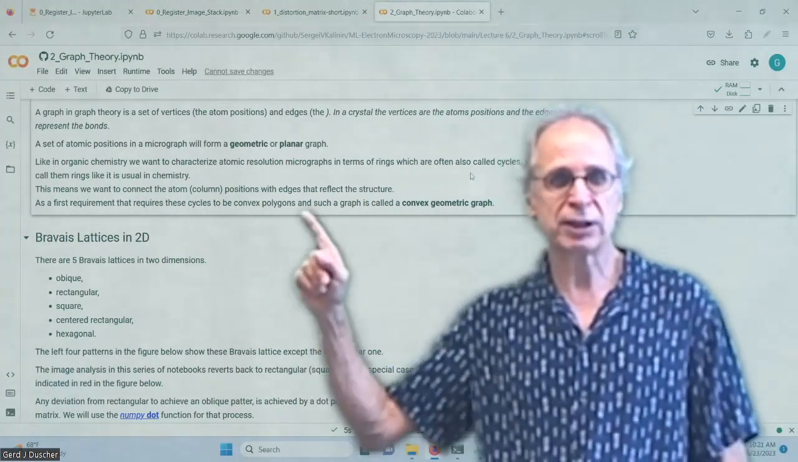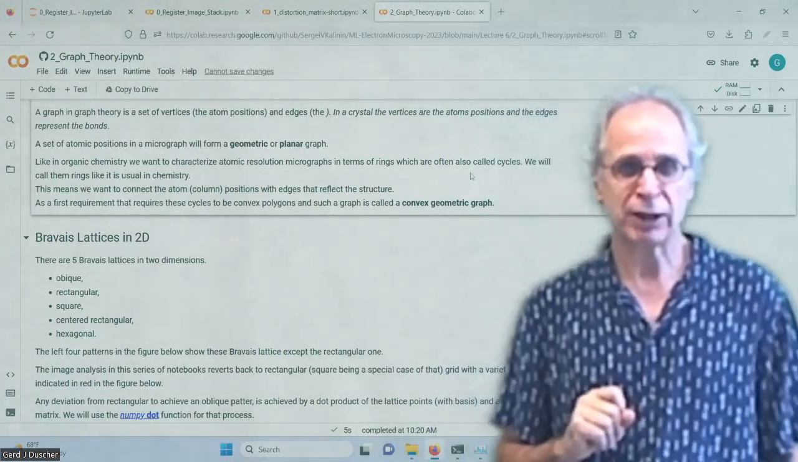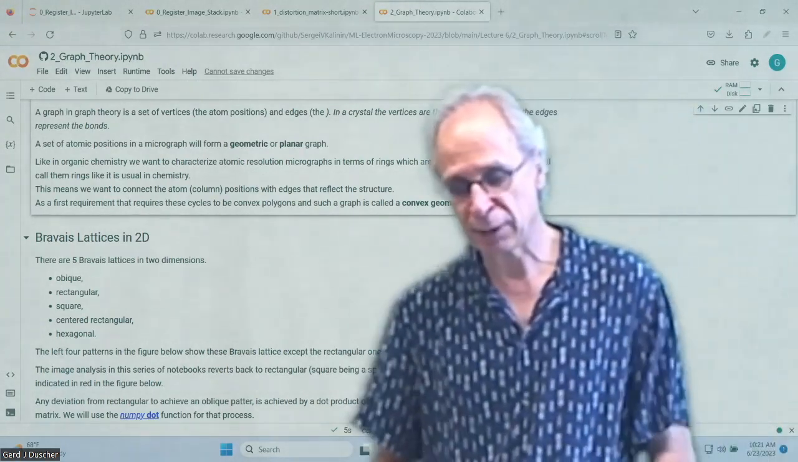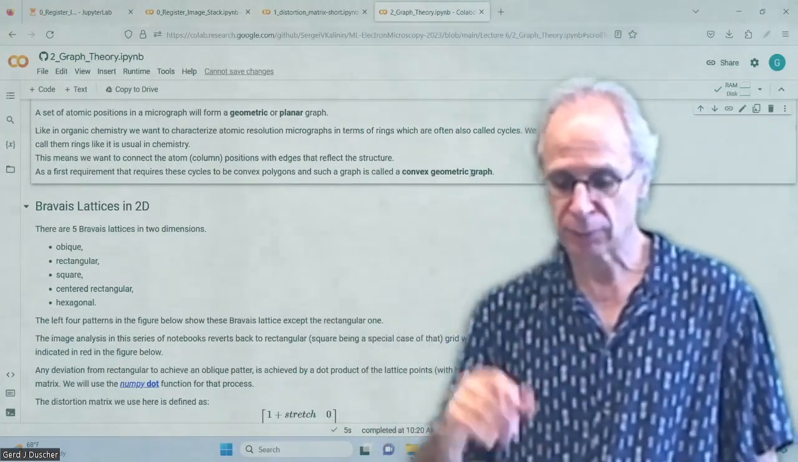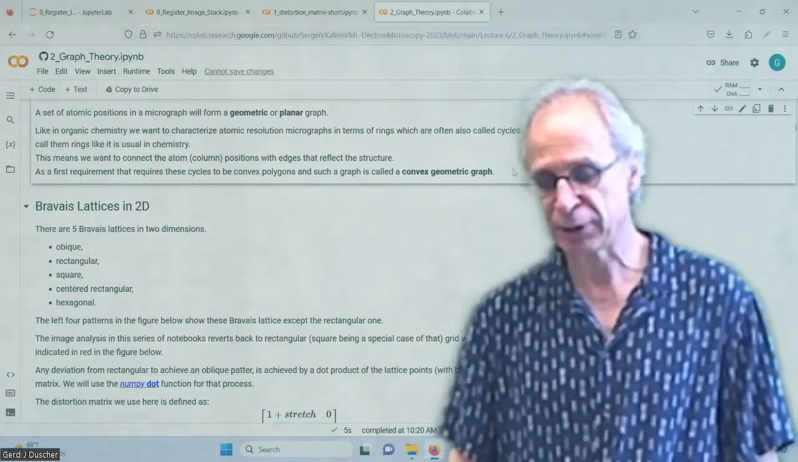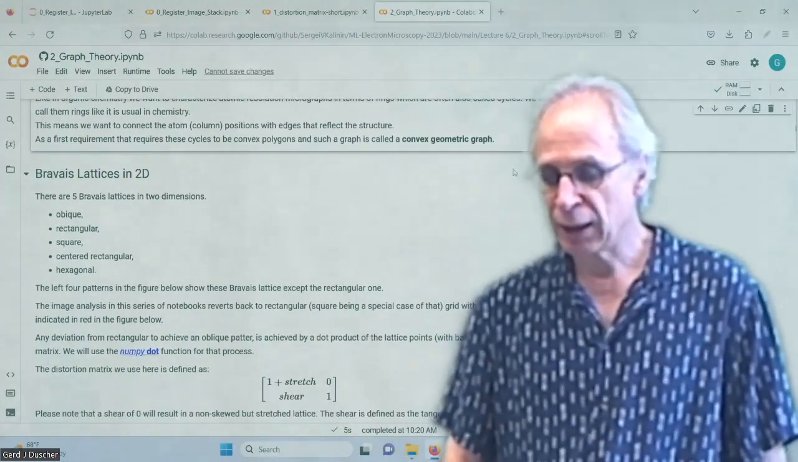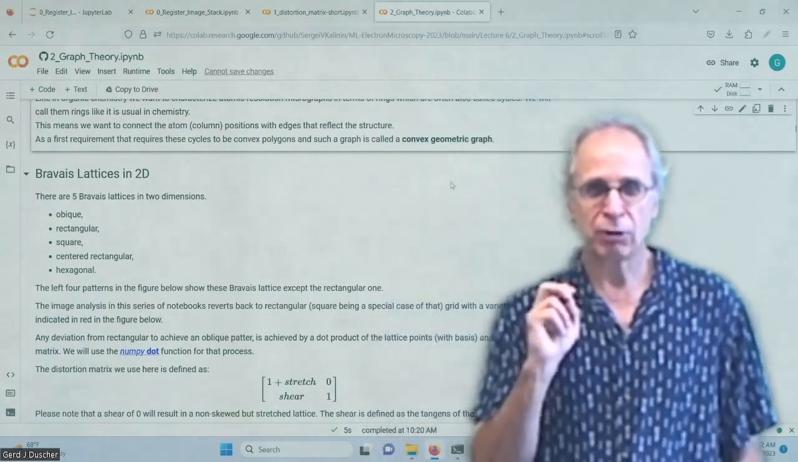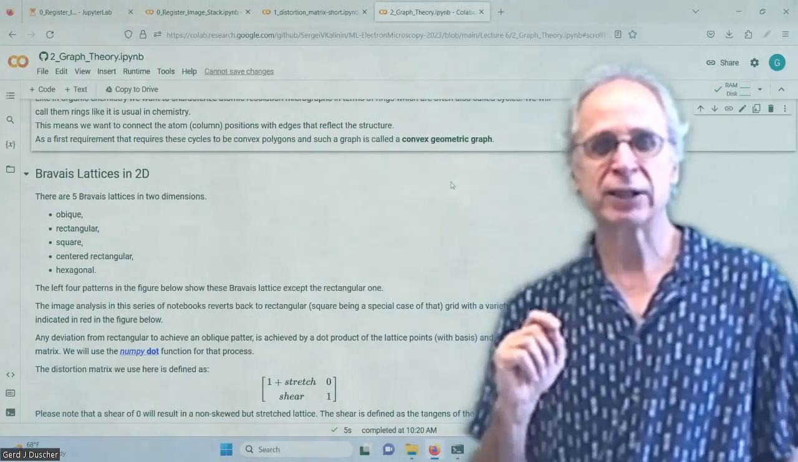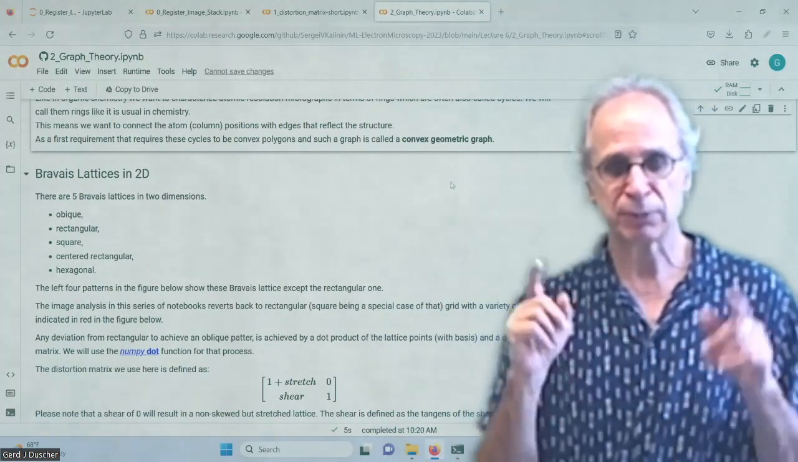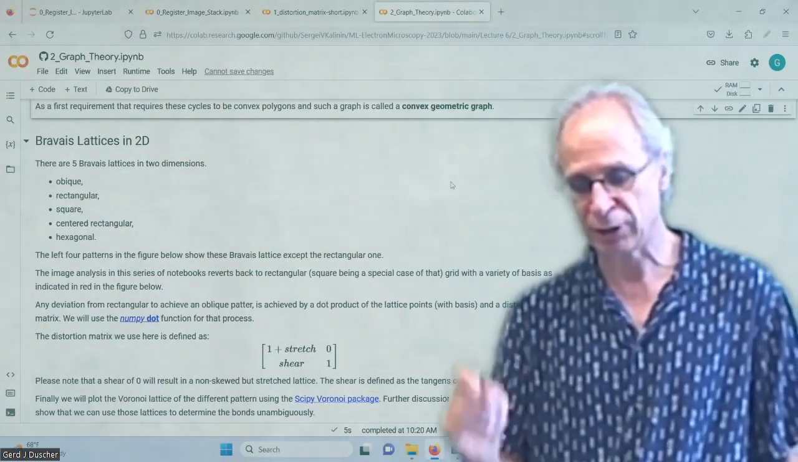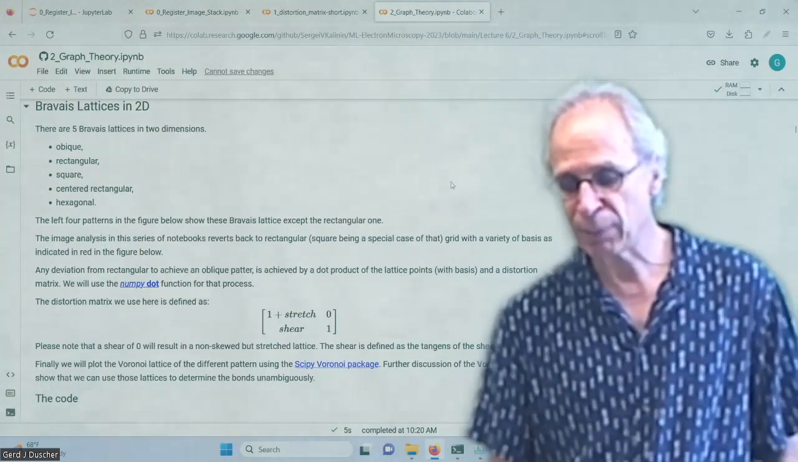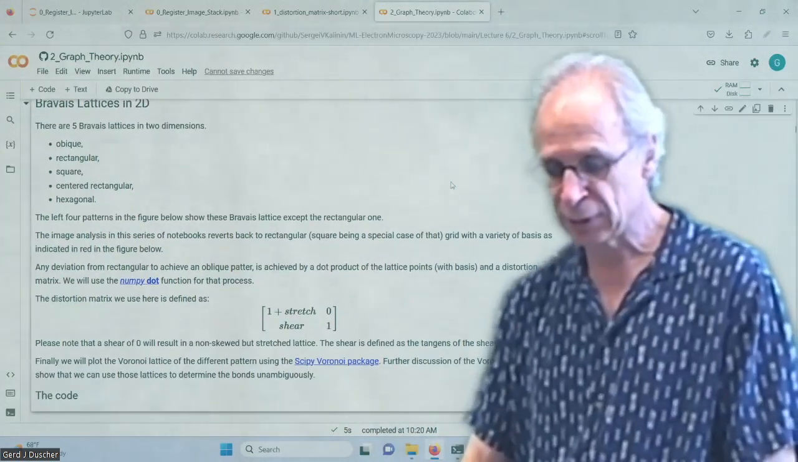And part of that comes from chemistry, where they want to recognize benzene rings in randomly oriented molecules or whatever, right? So what we restrict ourselves to is convex polygons, right? So there are no other ones. So we want to have a convex geometric graph of rings. And we apply that to all the different Bravais lattices that exist in 2D, right?